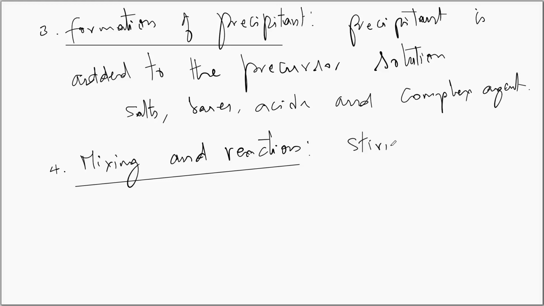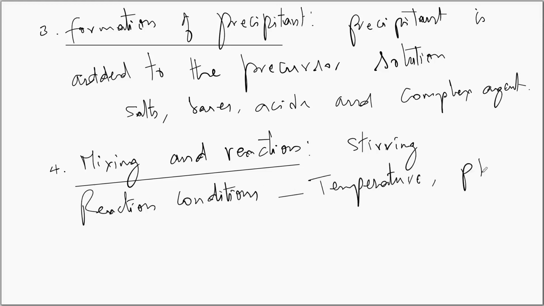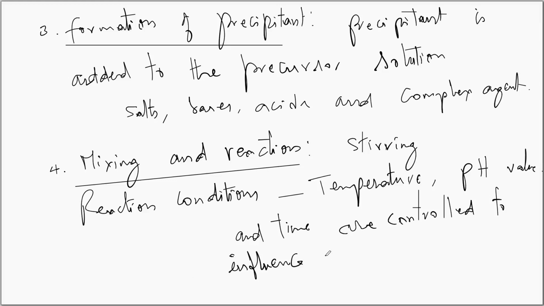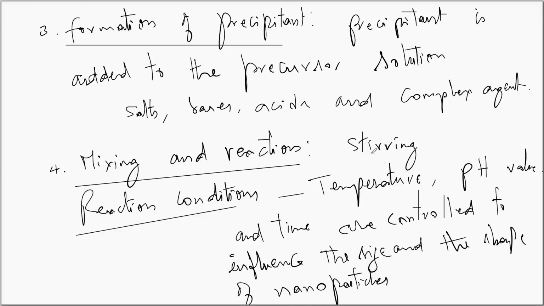This can be done by stirring. Reaction conditions such as temperature, pH value, and time are controlled to influence the size and the shape of nanoparticles. So when we start stirring the mixture of precursor and the precipitant, a reaction starts. And these reaction conditions, such as temperature, pH value, and time, decide the size and the shape of the nanoparticles.